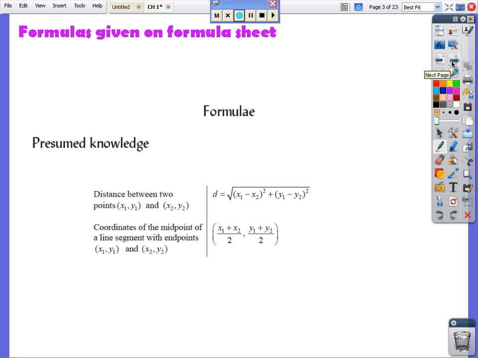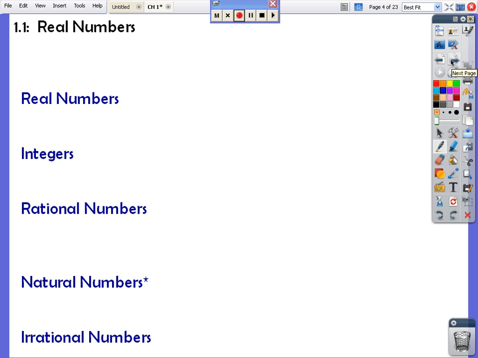What's given are the formulas that are inside of your formula sheet. Distance formula and midpoint formula are the only ones covered in chapter 1. So let's get started. We're going to start off with the real numbers. We want to define the 5 types of numbers that are listed here. Real numbers are all numbers that you can essentially think of except imaginaries.